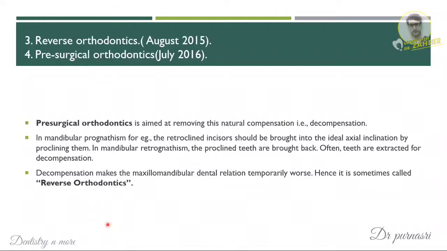And another example is if suppose the mandible is retrognathic, the lower incisors will tend to be proclined. So to correct this, teeth may be extracted and the ideal inclination is brought. So this is the pre-surgical orthodontics. Because the decompensation makes the maxillomandibular relationship worse temporarily, it makes it even bad. That is why it is called the reverse orthodontics. This is the answer for this question.